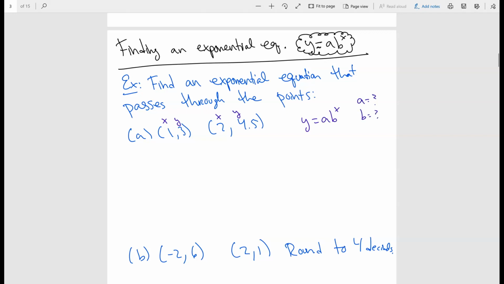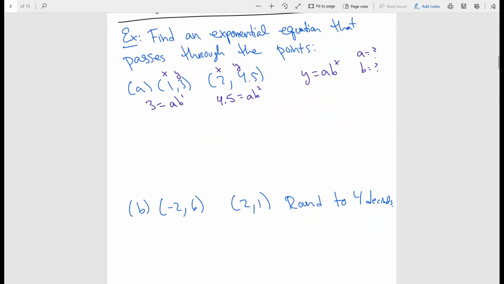So let's start off by plugging in the first point. That's going to be 3 is equal to a times b to the power of 1. And then the other one is going to be 4.5 is equal to a times b to the power of 2.